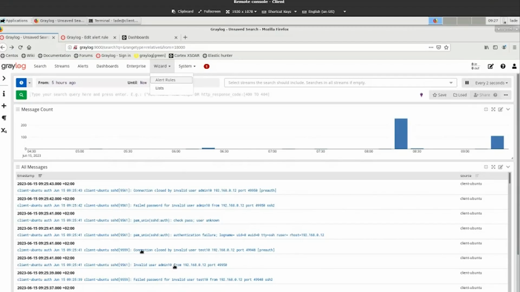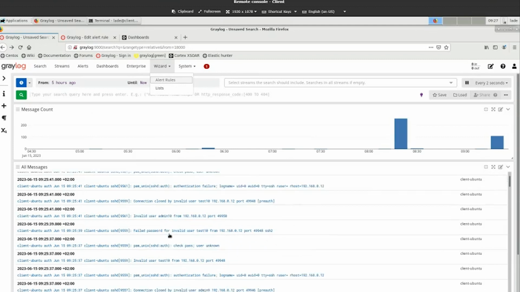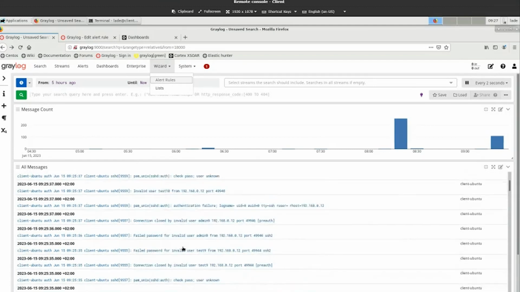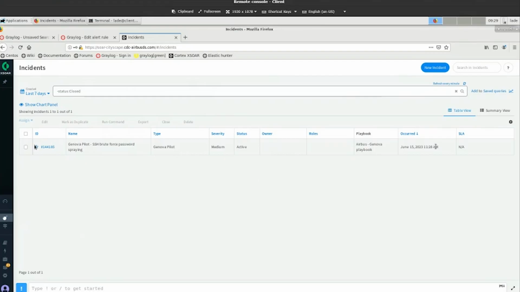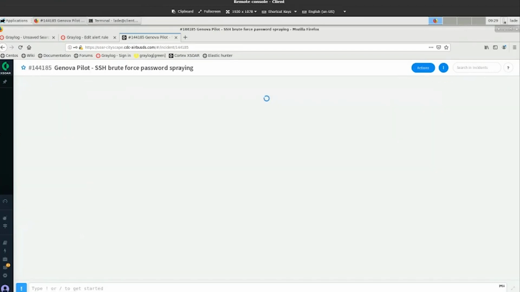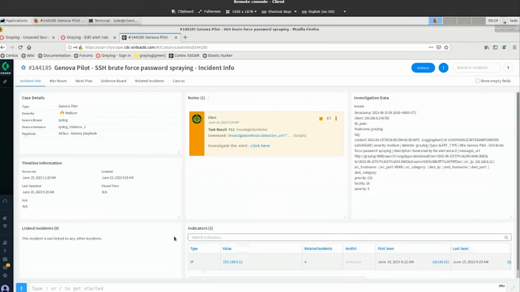The SIEM is a component responsible for collecting and analyzing data coming from heterogeneous sources. It collects logs and alerts, correlates them, and generates incidents that are handled by a SOC analyst. Detection capabilities rely on indicators of compromise search provided by CTIP or detection rules tailored to the system under supervision.